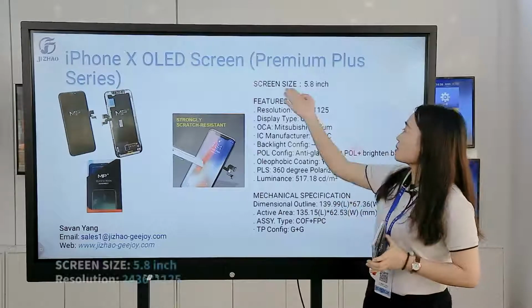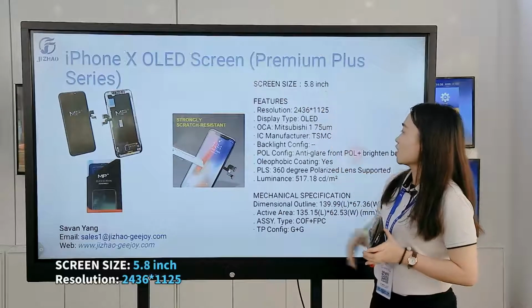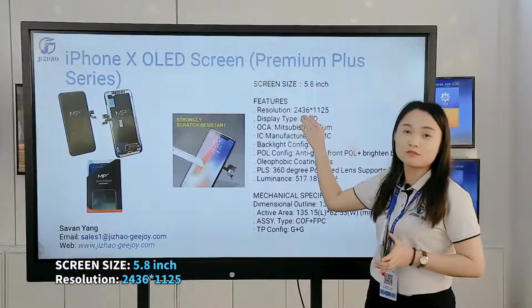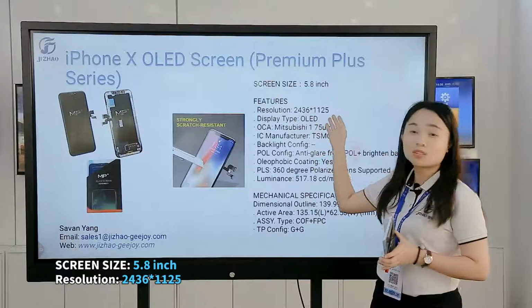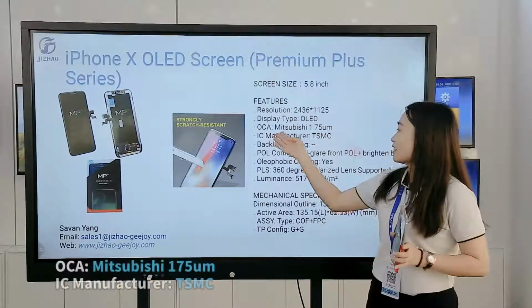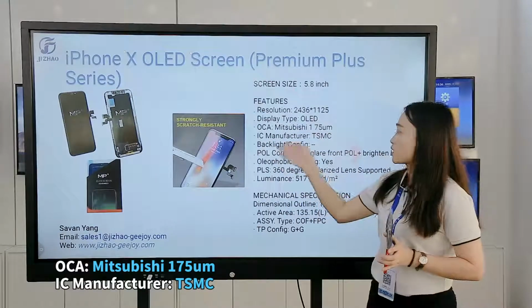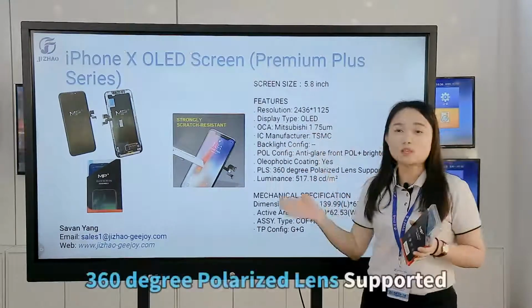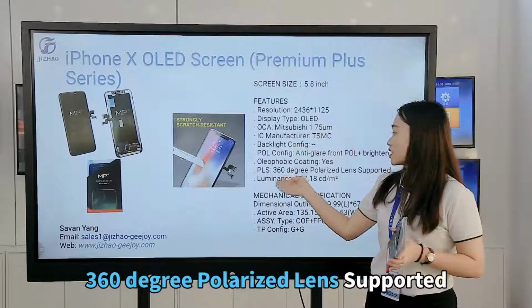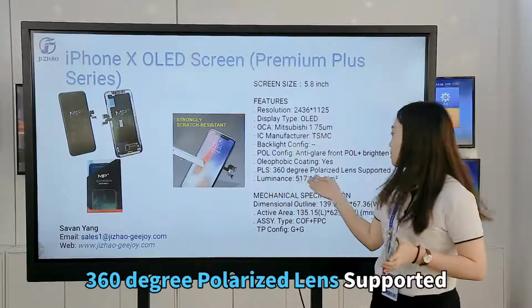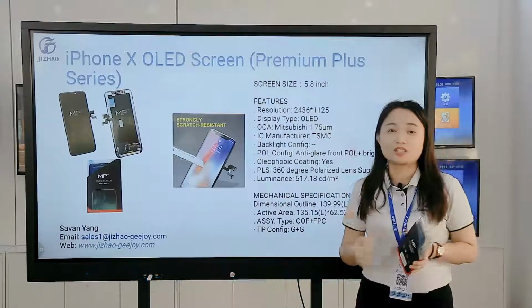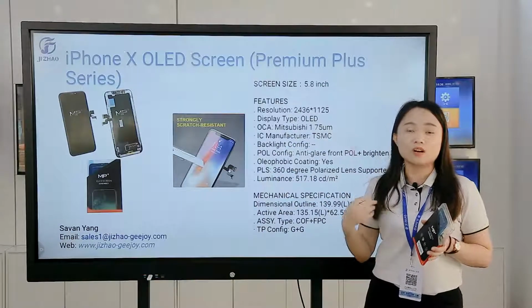Next, the screen size is 5.8 inch, and the resolution is 2436 by 1125. The OCA is Mitsubishi 175 micron, and the IC is from TSMC. Another advantage is its PLS. It supports a 360-degree polarized lens, so it offers an enjoyable visual experience.